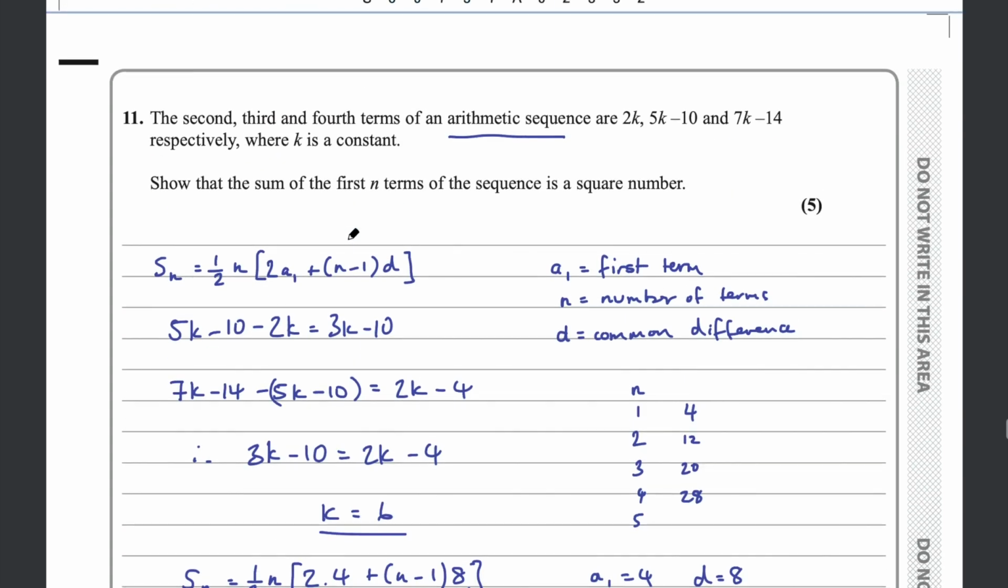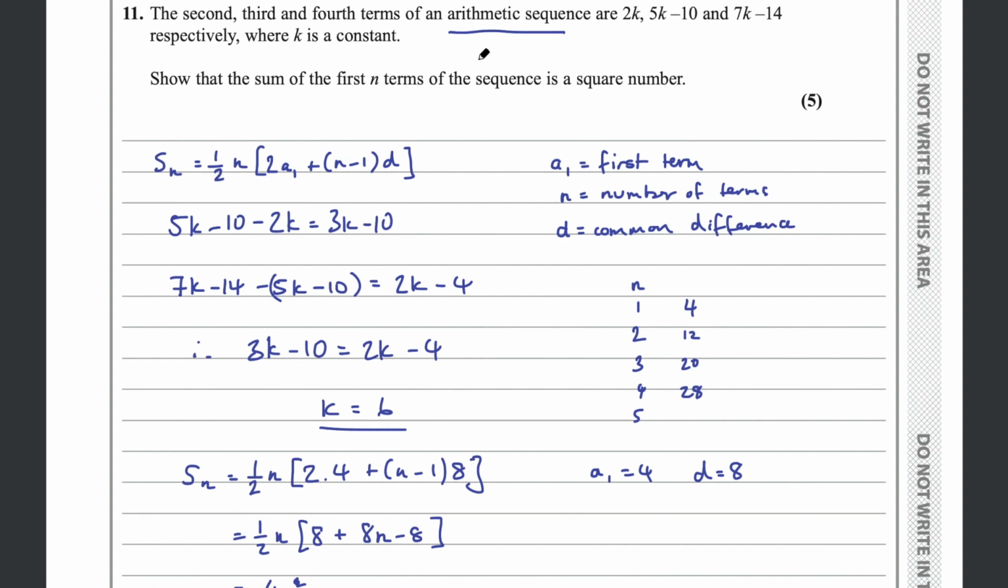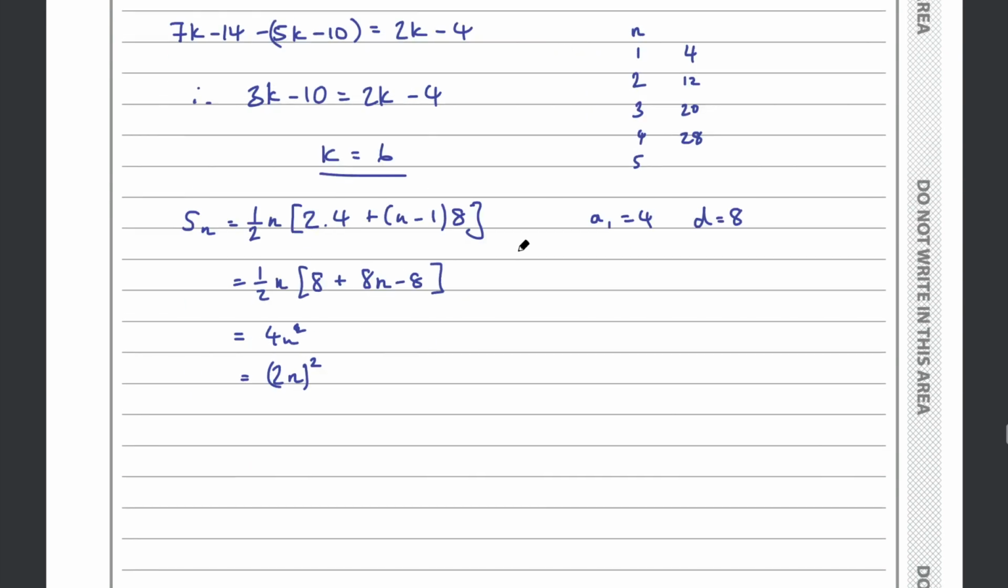And going back to the question again, I've forgotten actually what they were asking. Show that the sum of the first n terms of the sequence is a square number. Okay. This is clearly a square number. Whatever n is, we'll square it and we'll end up with a square number. So all we really need to finish with is a statement. Therefore, the sum of the first n terms will always be a square number. Okay, so there you go.